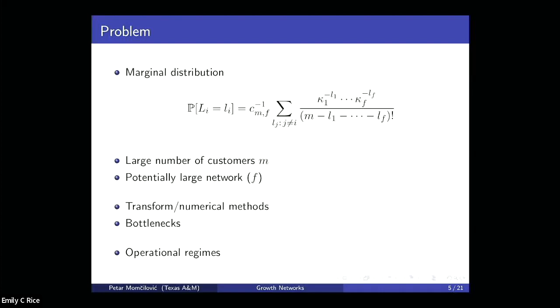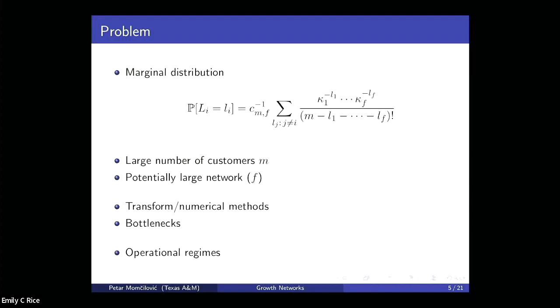Now, this is 70s, but it's not as simple, because if M is large, let's say M is 10,000 and F is 100, then the number of combinations you have here is enormous. Just combinatorially, by brute force, you cannot compute this constant C. You cannot compute this sum, there are just so many combinations.